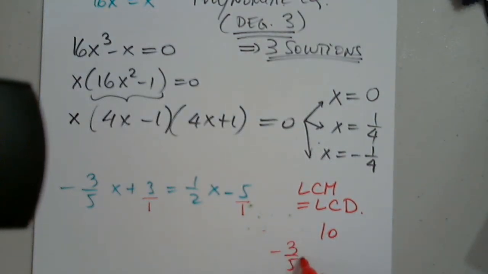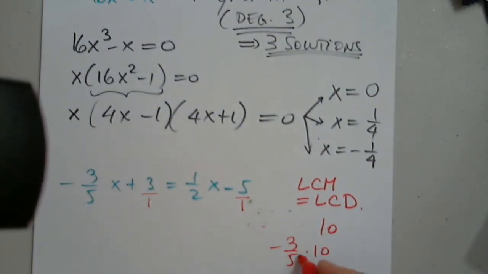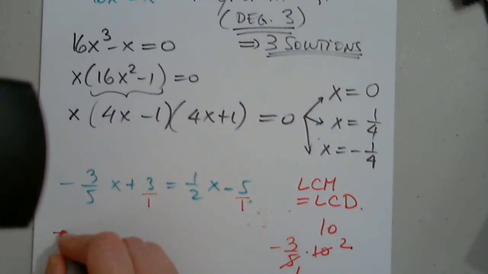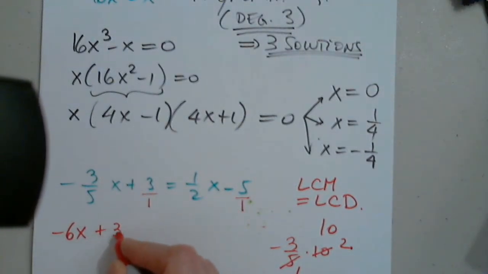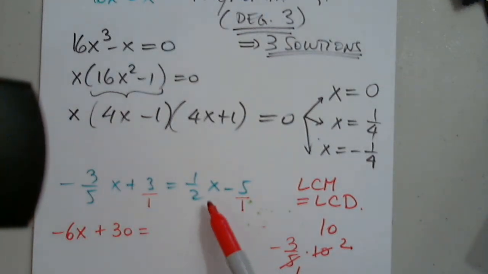Remember, it's negative 3/5 times 10. We always simplify first and then multiply. So this is negative 6x. I have to multiply the next term. I cannot miss any term. I cannot pick and choose. When I multiply this by 10, what do I get?